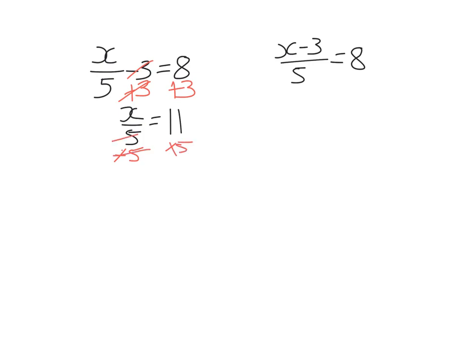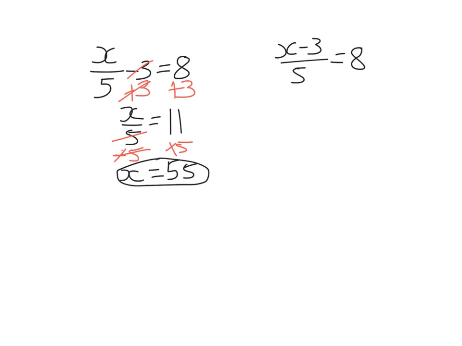Times 5, divide 5, undo each other. So on the left-hand side, I'm left with x. On the right-hand side, 11 times 5 is 55. This is my solution. If I substitute x for 55 into this equation, I get a true statement. 55 divided by 5 minus 3 does give you 8. You can check it on your calculator.